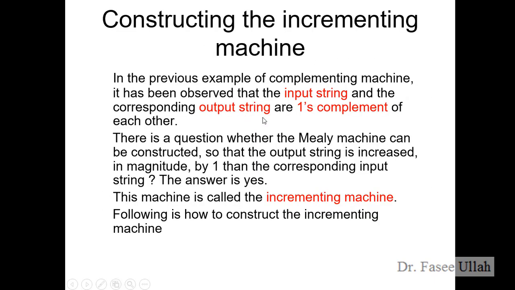There is a question whether the Mealy machine can be constructed so that the output string is increased in magnitude by 1. Magnitude by 1 means it's an increment by one. It could be 0, it could be 1. Then for the corresponding input string, the answer is of course yes. This machine is also called an incrementing machine. Next we have some examples of how we can construct the increment machine.